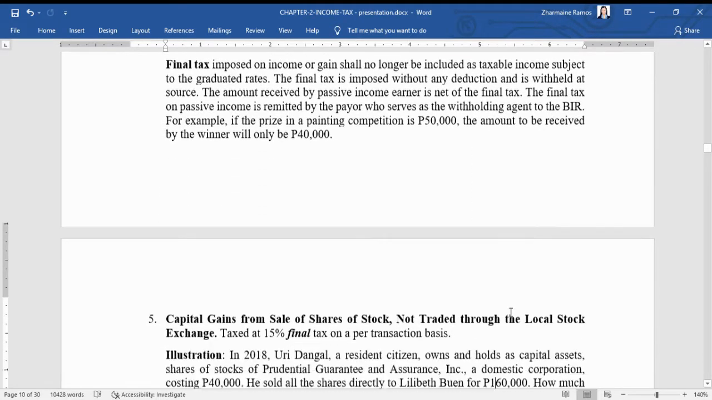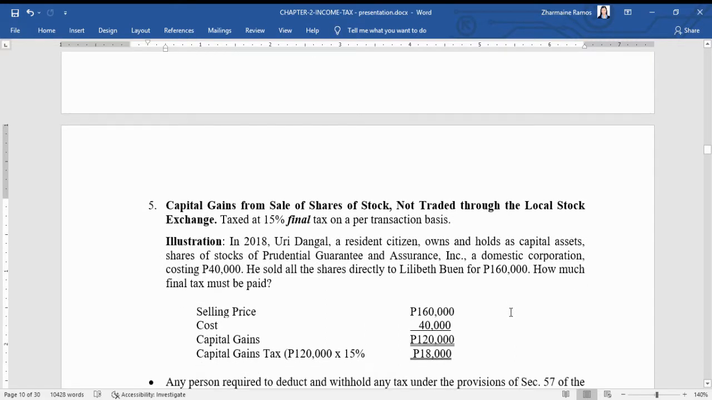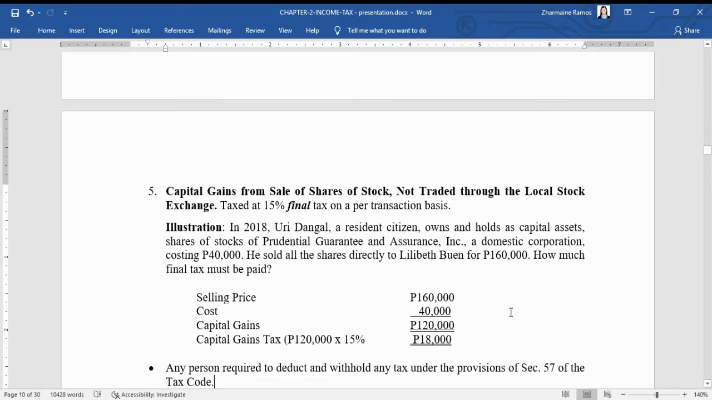Next is capital gains from sale of shares of stock not traded through the local stock exchange. So the tax is 15% final tax on a per transaction basis. So kada transaction, 15% ang final tax niya.